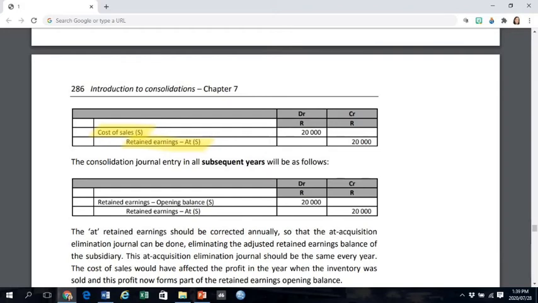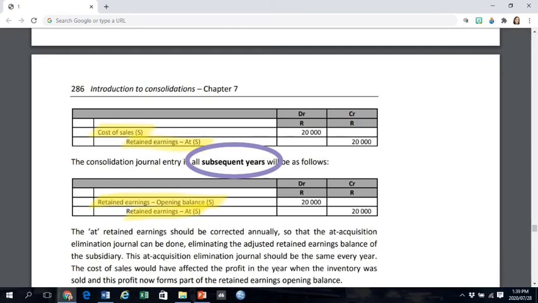This consolidation journal entry can in all subsequent years now change to be as follows. Instead of having a debit to cost of sales, the debit changes to be against retained earnings opening balance of S, where the cost of sales of S has closed off to. But I will still have to create this retained earnings at acquisition date so that I have it available to eliminate in my at acquisition consolidation journal entry.